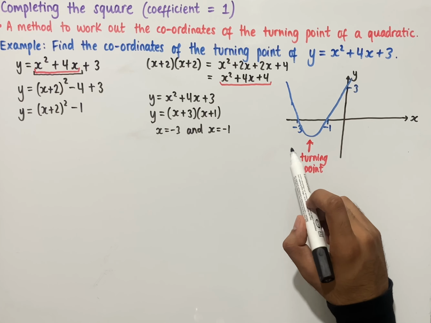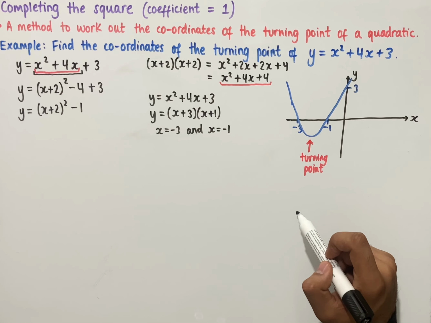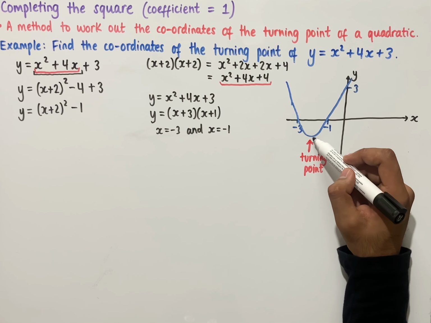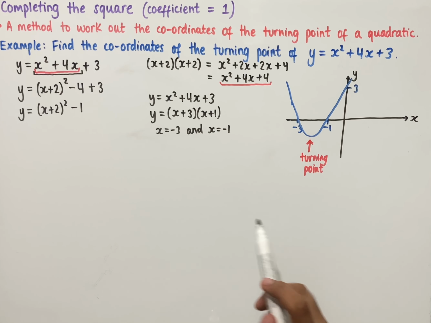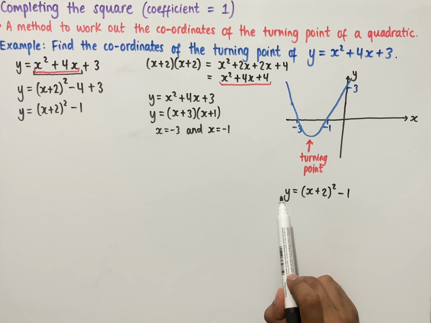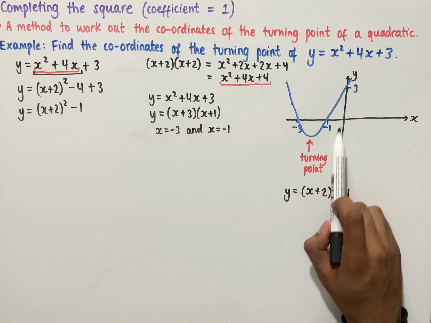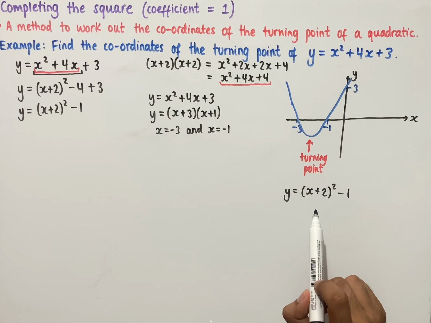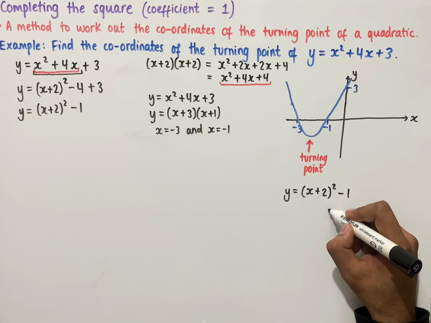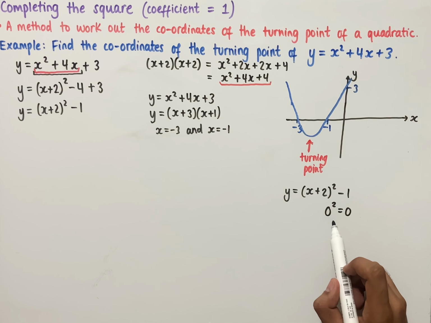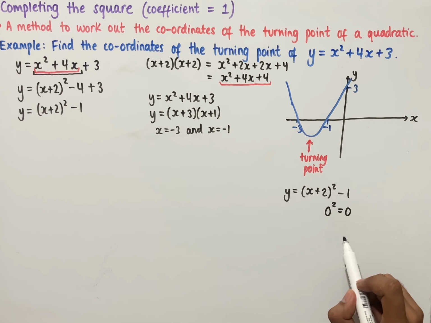Now because this turning point is the minimum of this quadratic, we're looking to find the smallest possible y value that we can obtain for this quadratic. And so we're going to use the completed the square version of the quadratic to help us with that. Now to obtain the smallest possible value of y, so that we get the y coordinate of the turning point of this quadratic, we need to consider the square here. And so we're looking at the smallest possible number we can obtain after we square something. And that smallest possible answer is 0, because 0 squared is equal to 0, and any other number that we square, whether it's bigger or smaller than 0, will always end up being positive.